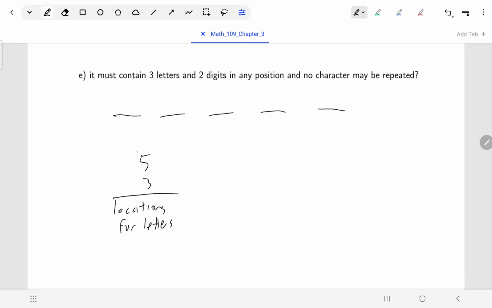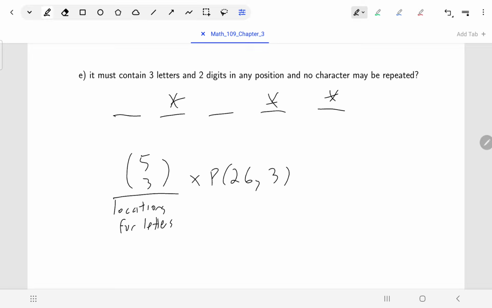So 5C3. So this is me choosing that a letter will go here and here and here, and then I can just fill in those positions. You could do this with multiplication principle, saying you'll have 26 choices, then 25, and then 24. Or if you're feeling clever, you could use a permutation. You could say, out of the 26 letters, you're going to need 3 different ones and put them in some kind of an order. In other words, P26-3.